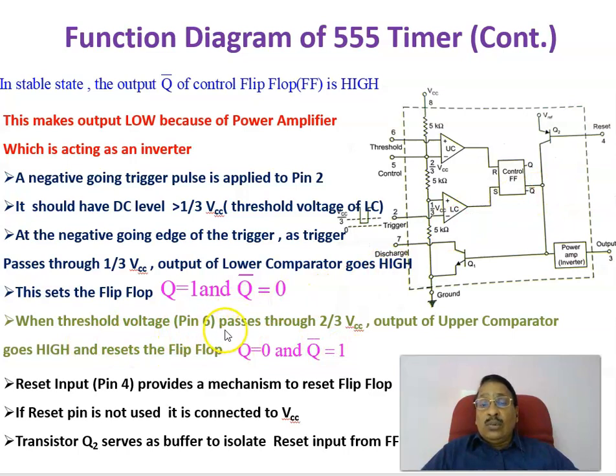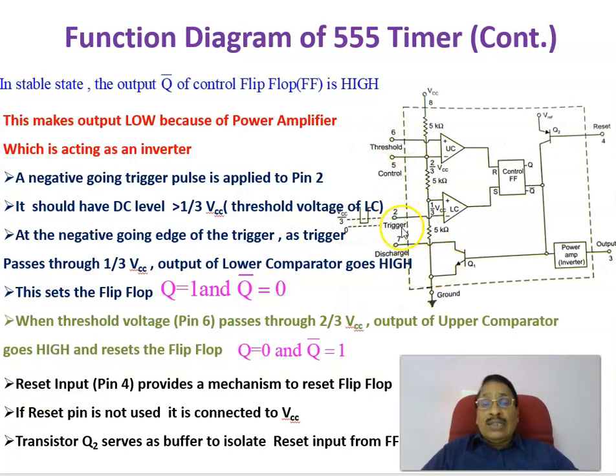Therefore, when the threshold voltage at pin number 6 passes 2 by 3 VCC, the output of the upper comparator becomes high and resets the flip-flop, making Q 0 and Q bar 1. As Q bar becomes 1, the output comes back to 0. That is the way these pins, the trigger pin as well as the reset pin, work.